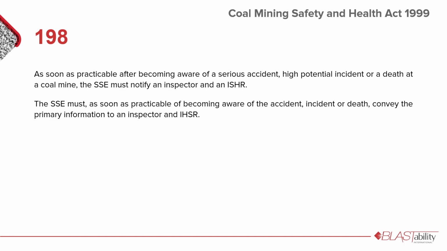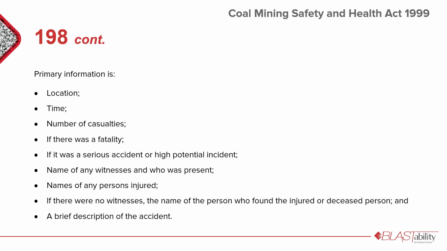198. As soon as practicable after becoming aware of a serious accident, high potential incident, or a death at a coal mine, the SSE must notify an inspector and an ISHR. The SSE must, as soon as practicable of becoming aware of the accident, incident, or death, convey the primary information to an inspector and ISHR.